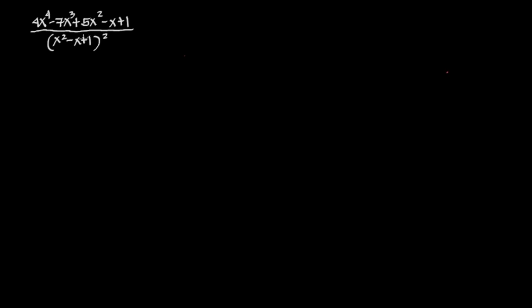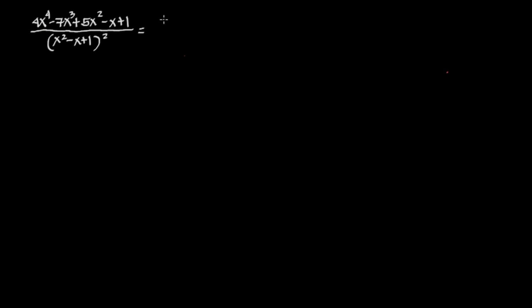Tingnan agad natin yung denominator. Makikita natin na sa loob may squared siya. Ibig sabihin dito is it's a quadratic factor, and sa labas naka-squared, therefore repeated siya. Kaya we can say na yung factor dito sa denominator is a repeated quadratic factor. So ang gagawin is ganito lang.